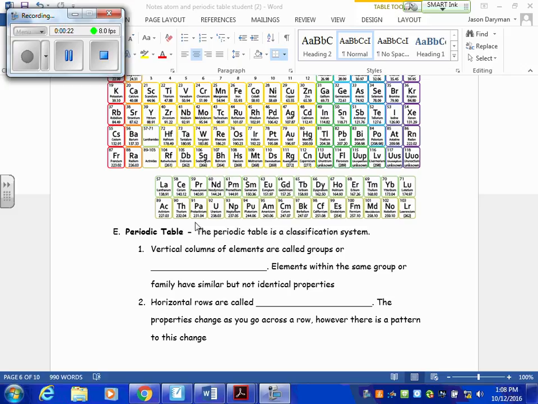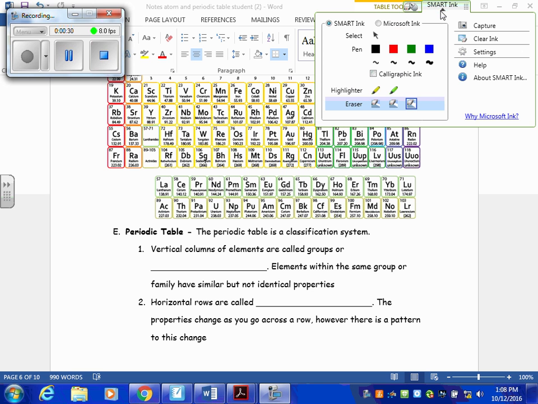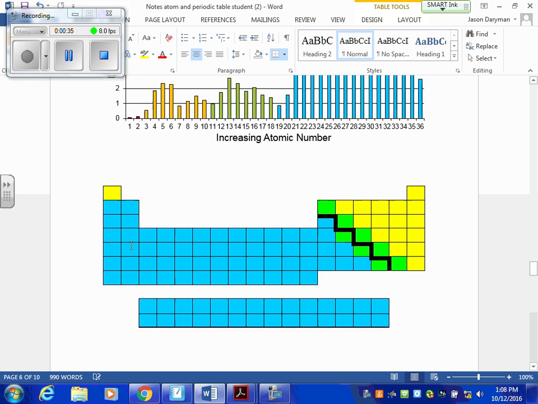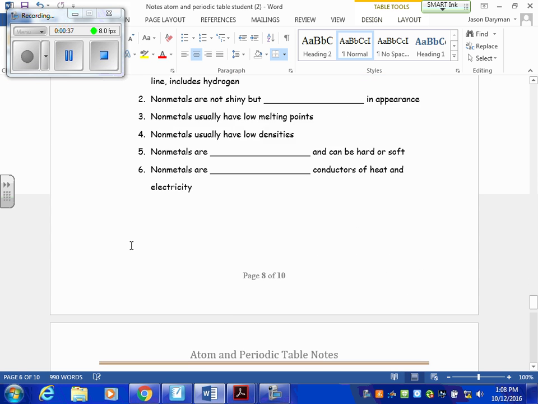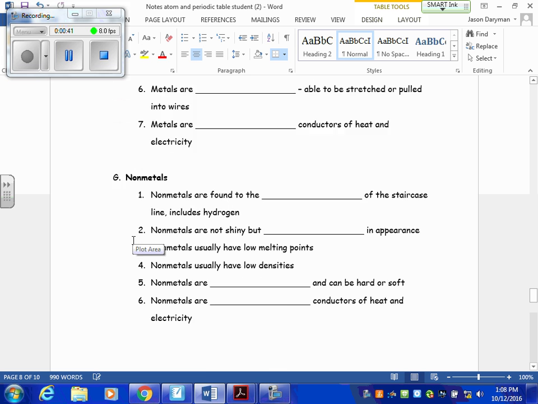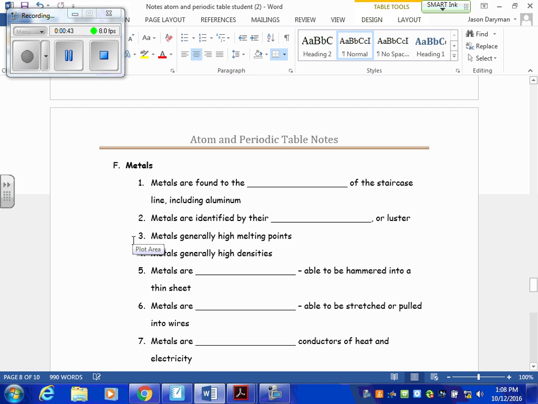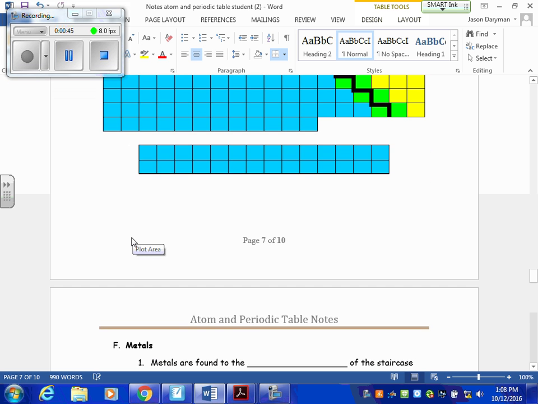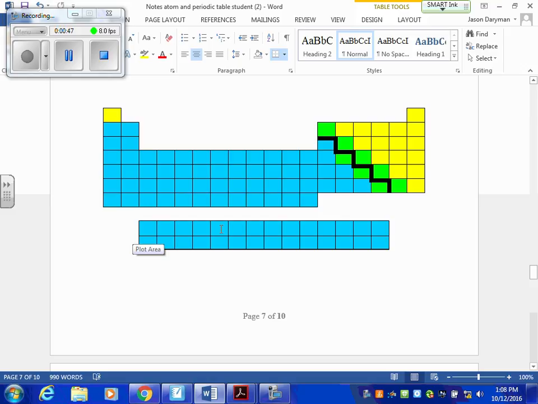Page 6. All right. So we're looking at notes here on the periodic table. We have two blanks to fill in. We're going to quickly also fill in notes on our metals, nonmetals, and metalloids. That's it. You're going to see the difference between the metals, nonmetals, and metalloids by the time this is over. We'll take a look at the periodic table in general. You'll know what the blue means. You'll know what the black line is, the green, the yellow, and so forth.